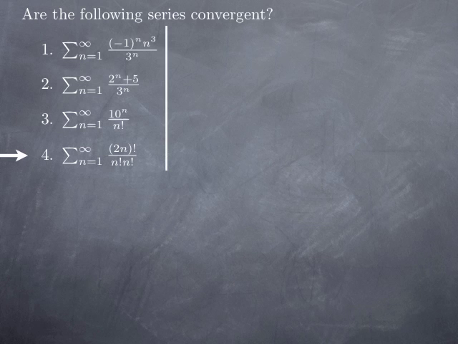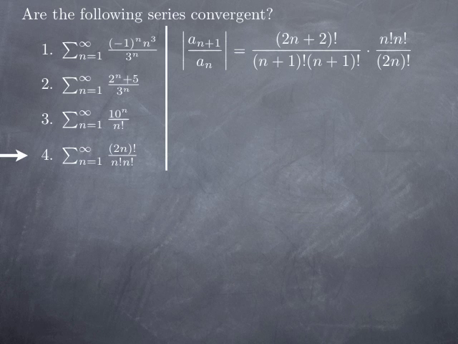Another example involving factorials is this exercise number 4, where we have the series of general term (2n) factorial divided by n factorial multiplied by n factorial. So again, I'm going to look at the quotient of two consecutive terms. When I replace n by n plus 1 in my general term, I get (2n plus 2) factorial divided by (n plus 1) factorial squared. Then I multiply that by the reciprocal of an, which is n factorial squared at the top divided by (2n) factorial. And then I'm going to see what I can simplify.